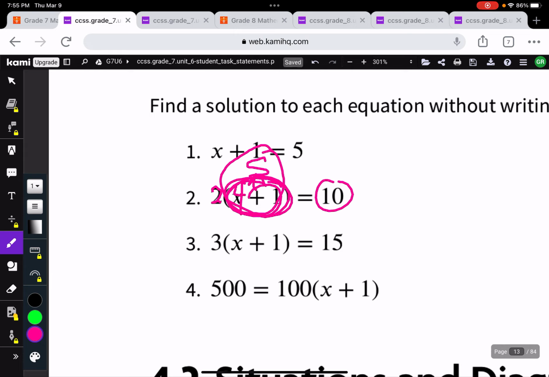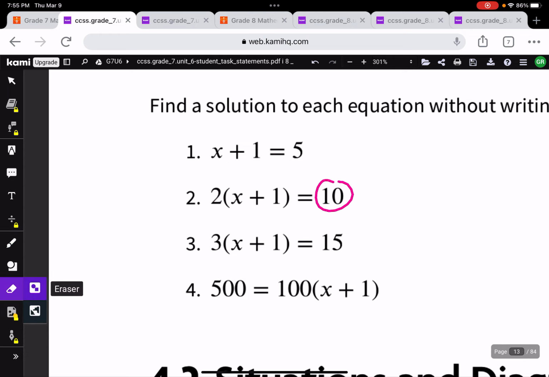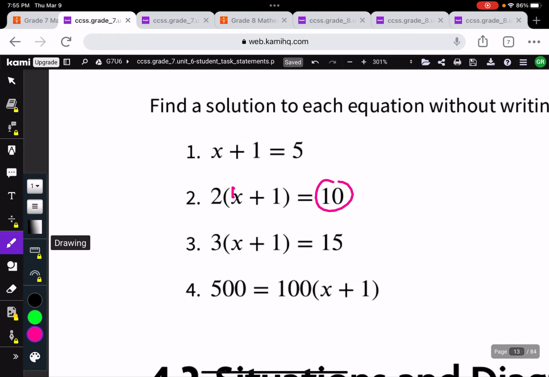2 times 4 plus 1. 4 plus 1 is 5. So a lot going on there. But if I would have plugged that in, therefore x is equal to 4. Number 3, same type of problem. 3 times what is 15? Well, 3 times 5, well, guess what? In this case, x is going to be 4 again.